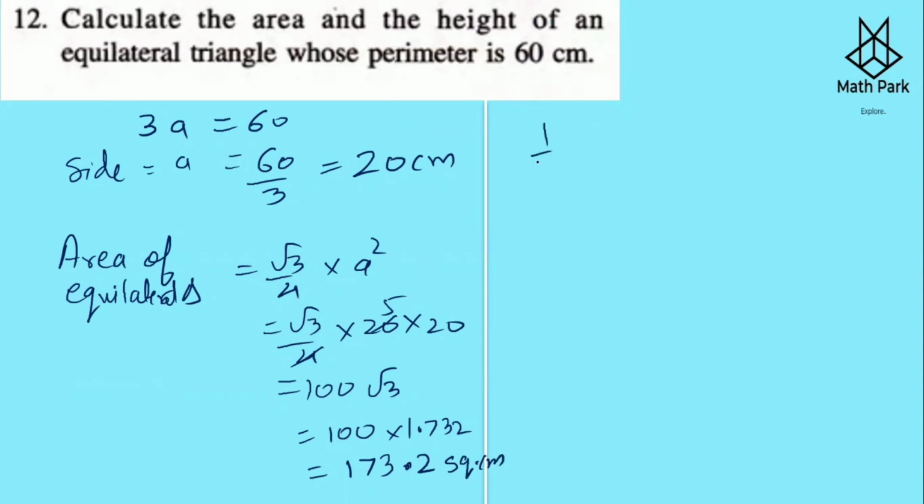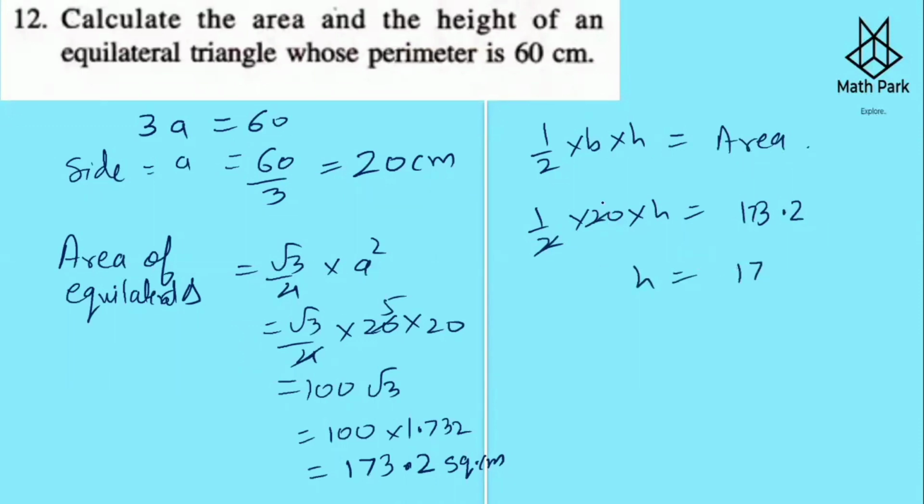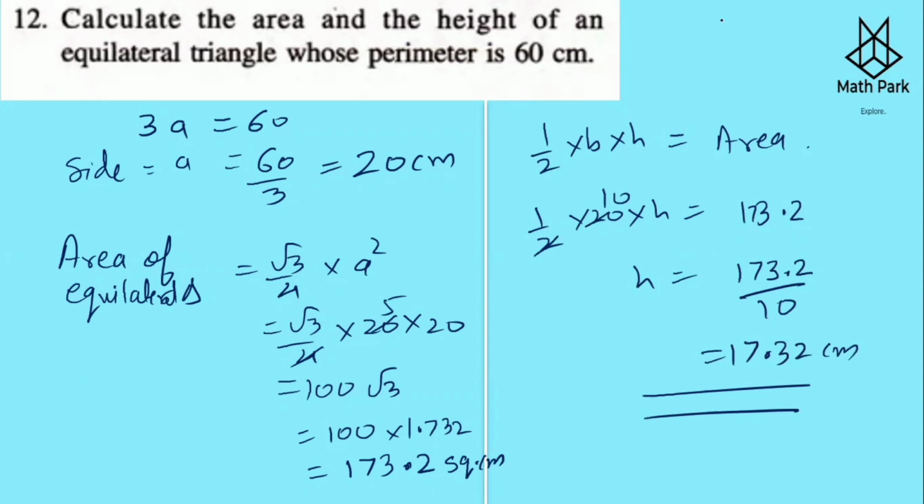So we also know that half base into height is equal to area. And we have already calculated the area. So half the base is 20, the height we don't know, is equal to area, which is 173.2. So we get h is equal to 173.2 divided by 10, which is 17.32 centimeter, is the height of this equilateral triangle.